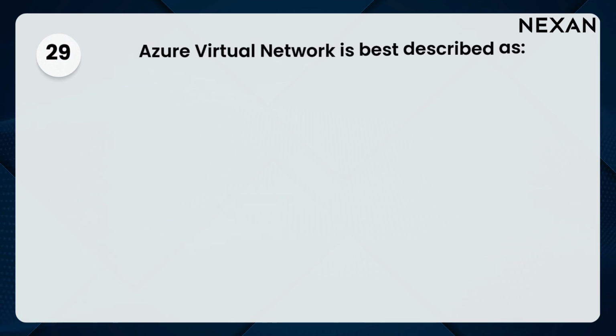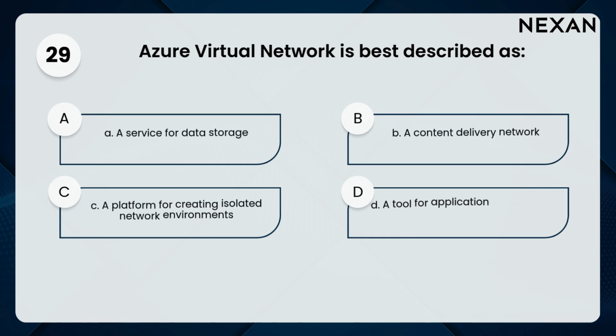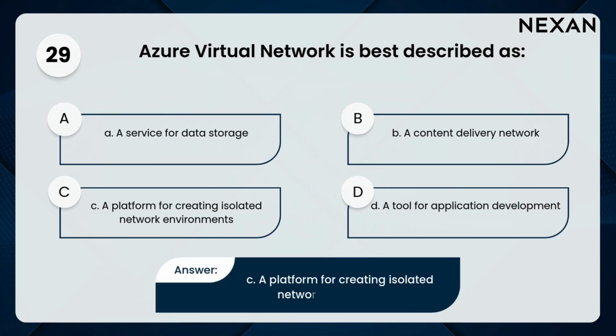29. Azure Virtual Network is best described as A. A service for data storage, B. A content delivery network, C. A platform for creating isolated network environments, D. A tool for application development. Answer: C. A platform for creating isolated network environments.